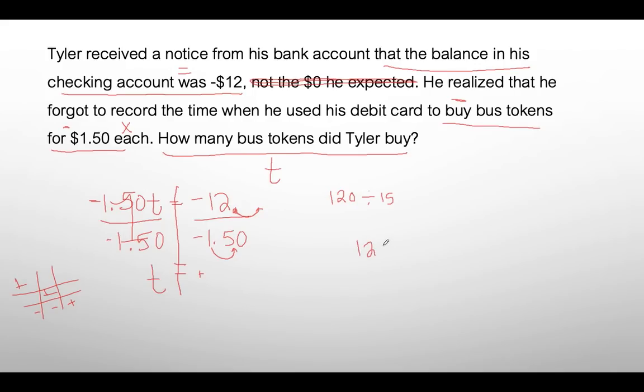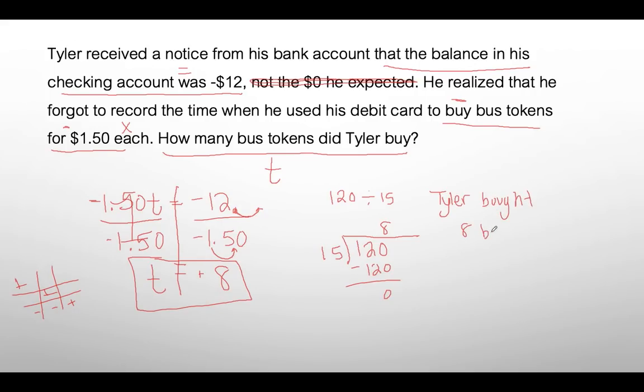So 120 goes inside my house. I'm dividing it by 15. 15 can't go into 1. 15 can't go into 12, but 15 can go into 120, a beautiful even 8 times, because 8 times 15 is 120. So I can see that Tyler bought 8 bus tokens, and I could go ahead and write that in a sentence. Tyler bought 8 bus tokens, and we can always go back and check our answer. I could take 8 and multiply it by a negative $1.50 to make sure it equals the negative $12 that he spent.